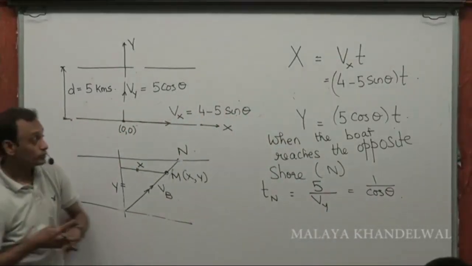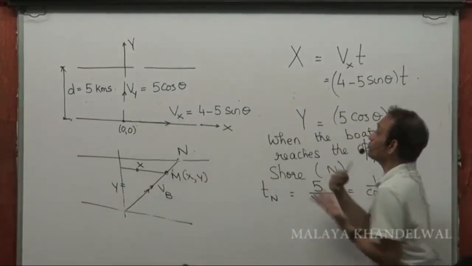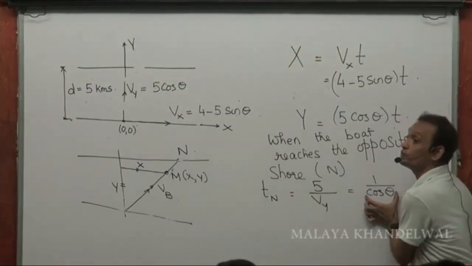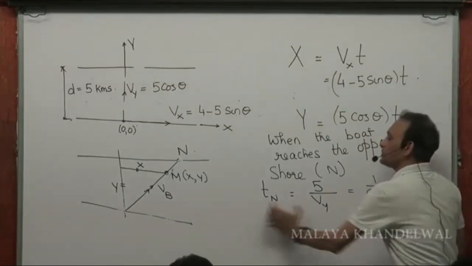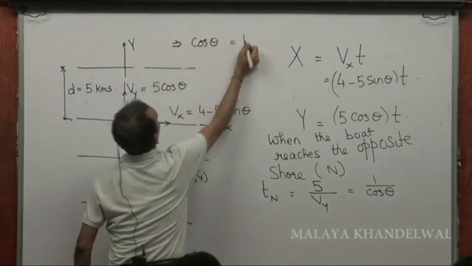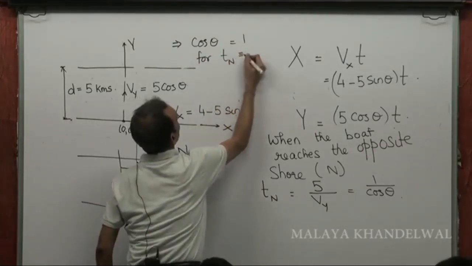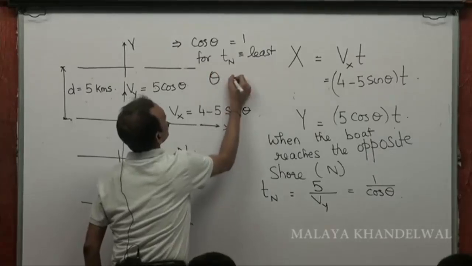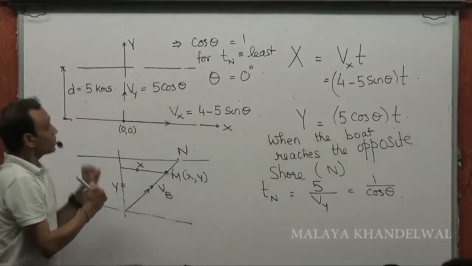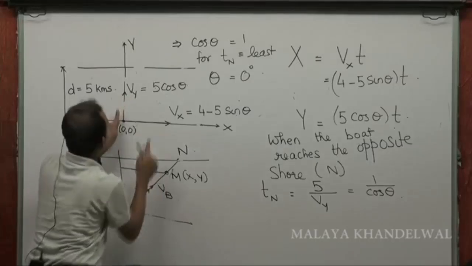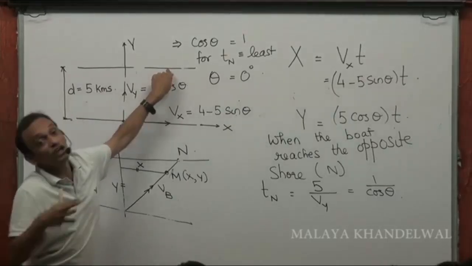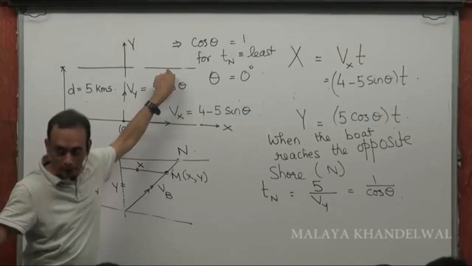Yes or no? Now, when would this time be the least? If you want the particle to reach a certain point on the opposite shore in the least possible time, and you are allowed to vary theta, then cos theta should be 1 for Tn to be the least, right? That means theta must be 0 degrees. That means he must attempt to steer perpendicular to the shore. He would attempt to steer in this direction. In this direction, theta is 0 degrees. So if he attempts to steer in this direction, he will reach a certain point on the opposite shore in the least possible time. Clear?